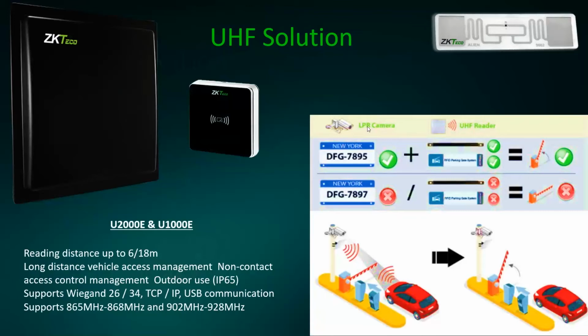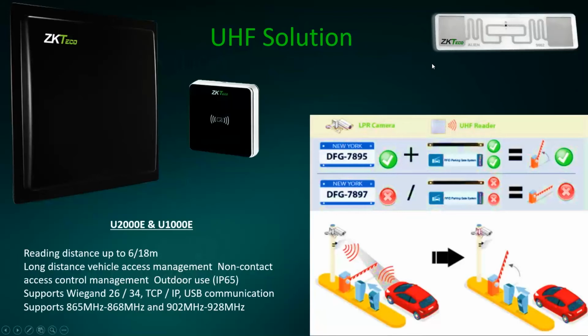Facial recognition and license plate alone is really enough, but this is something cool that they have designed. So it's a long distance vehicle access control management, non-contact. It is IP65 rated. And yeah, so this is basically in these cool methods. You've got your sticker, you've got your license plate, and you've got your, what's the other one? License plate, sticker, and UHF card.